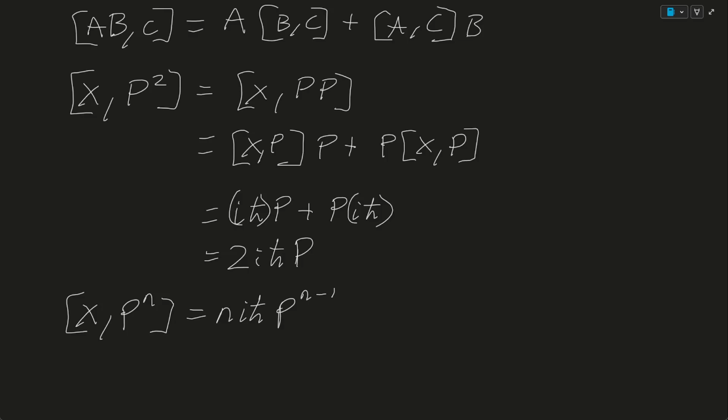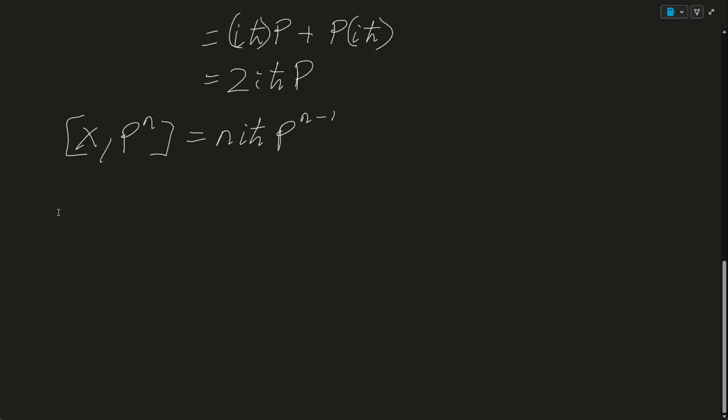Yeah, we see that the CCR then functions as a derivative in this case, where our power is the thing being derived. Now what we will do is look at the quantum harmonic oscillator.